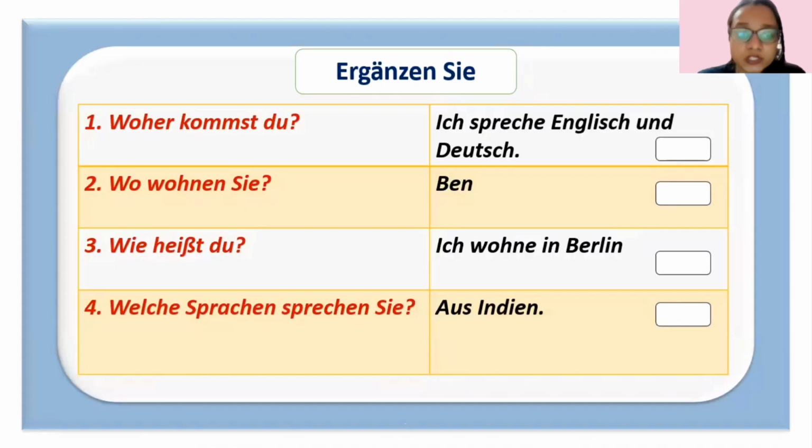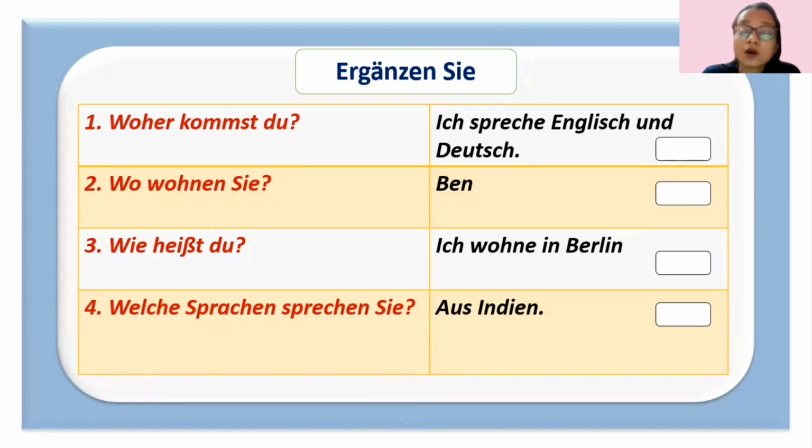Now, exercise time. Okay. So let's do these questions. You have to match this. Ergänzen Sie. Ergänzen Sie means complete it. So we will start with our left hand side, which is mentioned in red. Woher kommst du? Woher means from where. Kommst means to come. Du is you. So where do you come from?